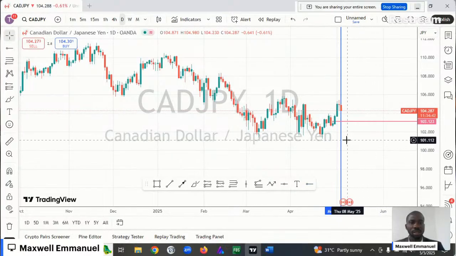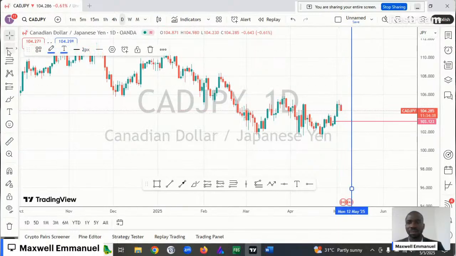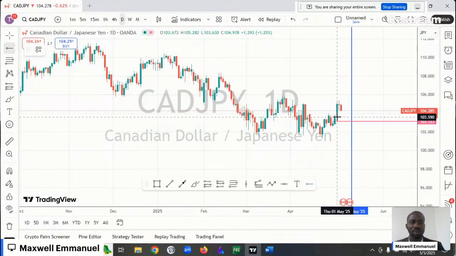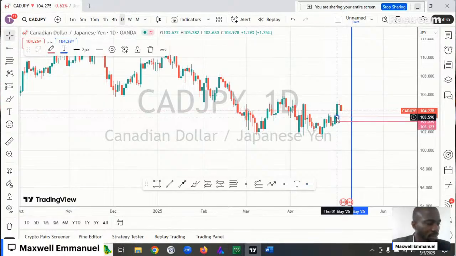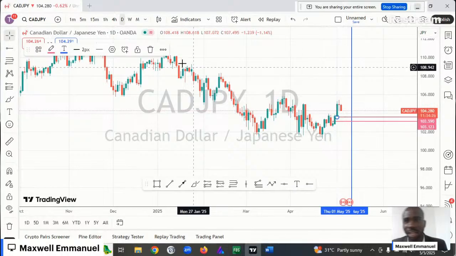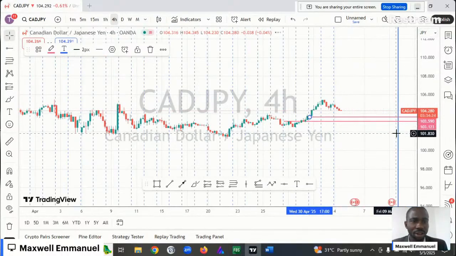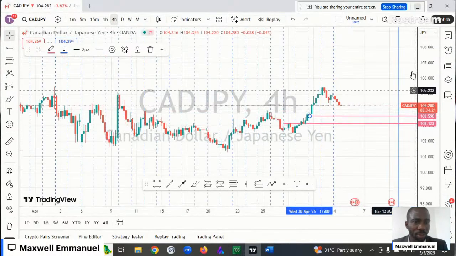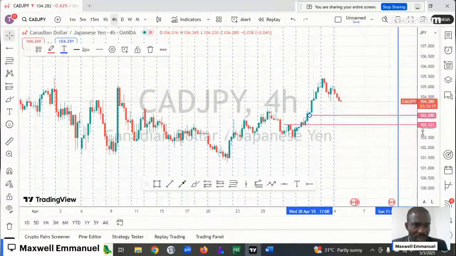At the moment, price has already moved. Best is to wait for price to retrace before you take the sell. Wait for price to retrace before you join the trend. I think it has created a fair value gap. Let's see on 4 hour. You can see it has created a fair value gap here.